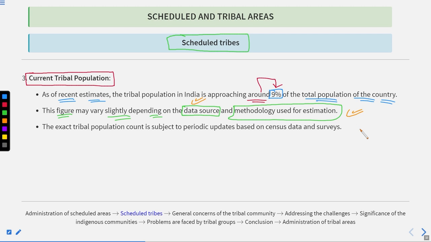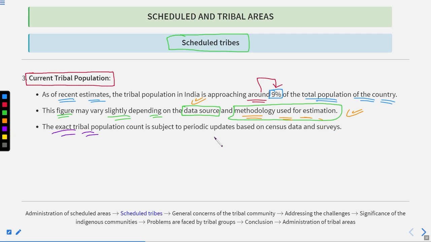Second is the methodology used for the estimation. Basically, there are various kinds of methodologies that we use for data collection. And each and every methodology, each and every technique that we use when we have to collect the data, may give us different results. So on the basis of this, the outcome will be different.